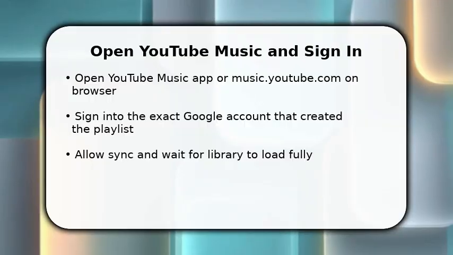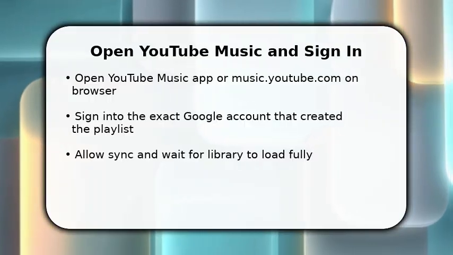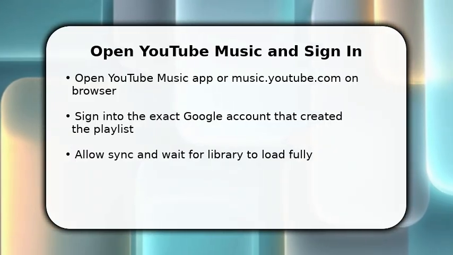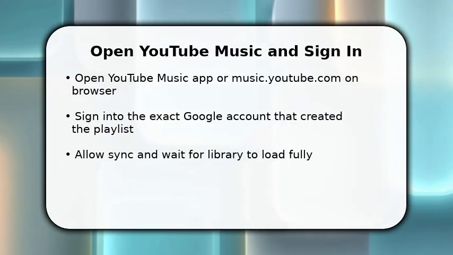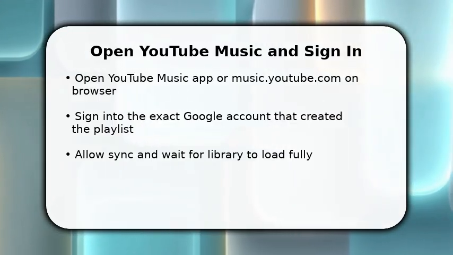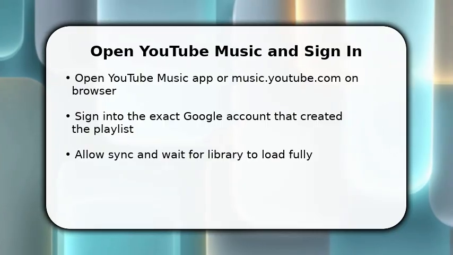You open YouTube Music and sign into the Google account that holds the playlist. That's essential because playlists stay tied to one account. Once signed in, make sure the app or site finishes syncing your library. You'll see My Library populate.